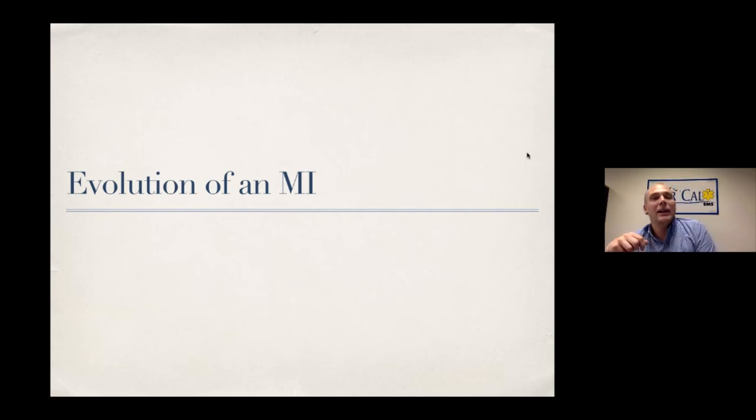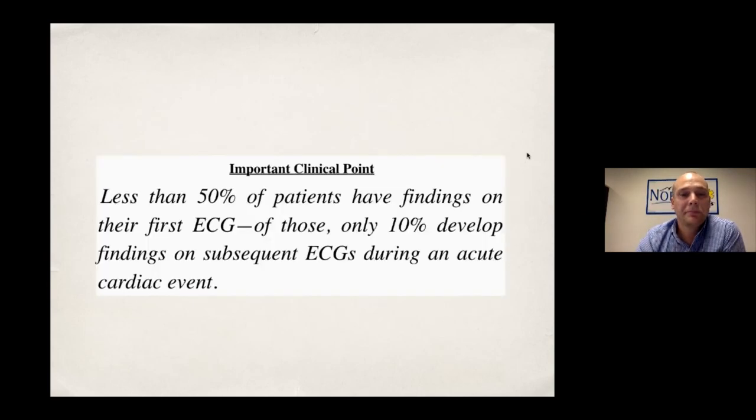So moving on, evolution of an MI. One thing that's important when you're doing an EKG and you have a chest pain patient is to know that less than 50% of patients will have findings on their first EKG. You won't see ST depression, you won't see ST elevation, you won't see anything, and you basically have to go off your clinical findings and suspicion in relation to these patients.